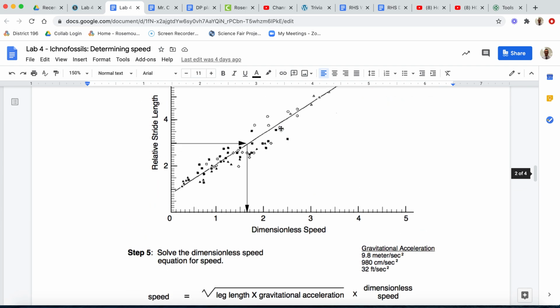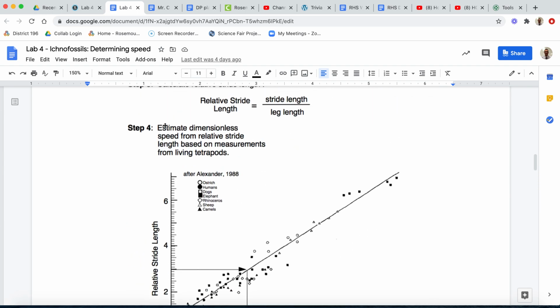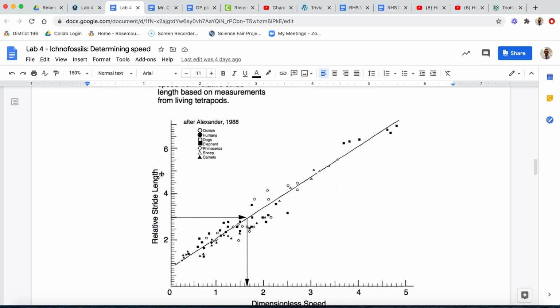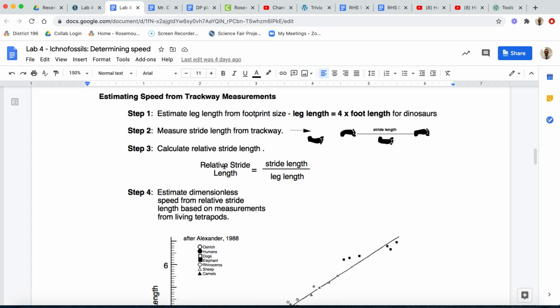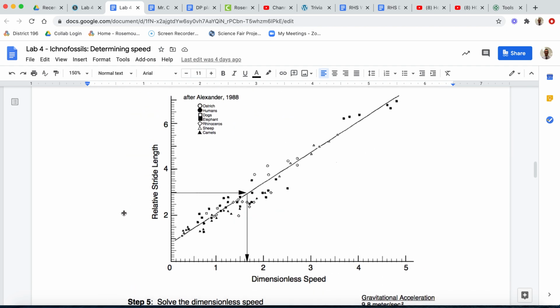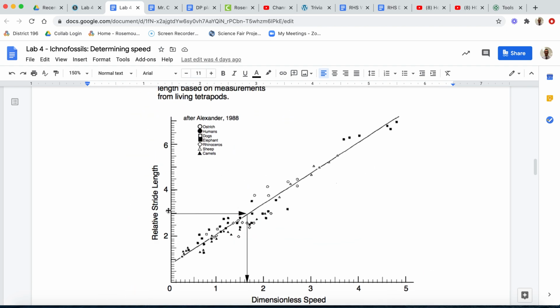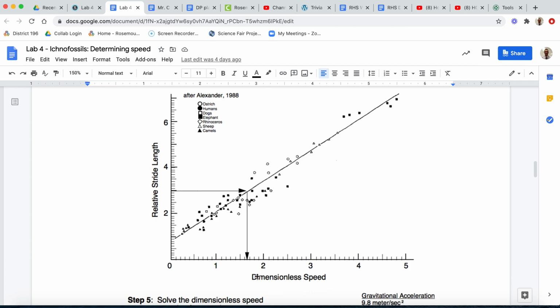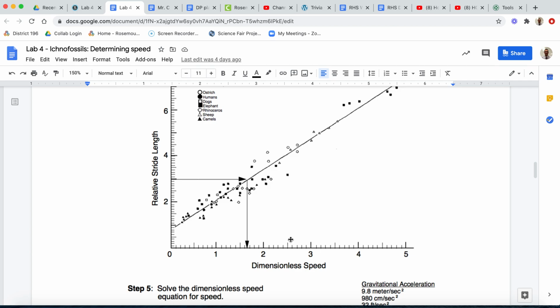And then from there, we're going to go into the next step and figure out the estimated dimensionless speed. So you're going to take that relative stride length that you just calculated, come into this graph and find where it is on the graph. Wherever it is, you're going to go over to the black line and then make a straight line down, and that is going to be your dimensionless speed. So that's how you figure out dimensionless speed.